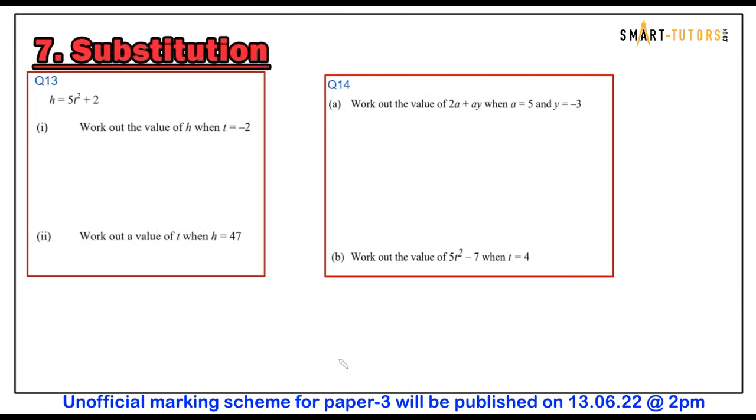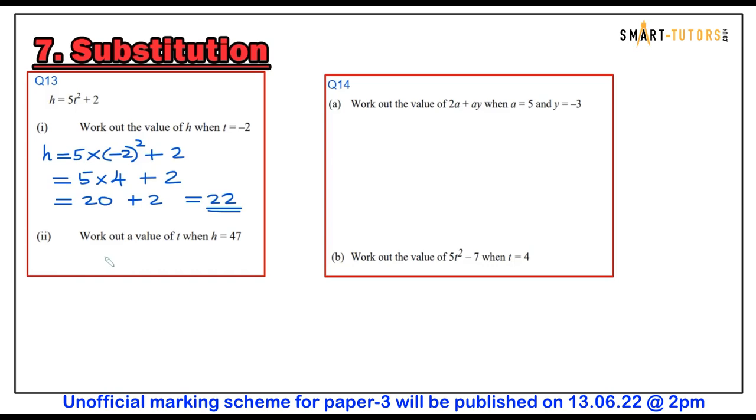Topic number 7, substitution. The given information is the equation and some answers for the variables. So question number 13, h equals 5t squared plus 2. So the t value is given, so we can find h equals 5 times (minus 2) whole thing squared plus 2. First of all, you need to find the power answer. Minus 2 squared is just 4, plus 2. So 5 times 4 is 20, plus 2. The answer is 22. The correct answer is 22 for the first part.